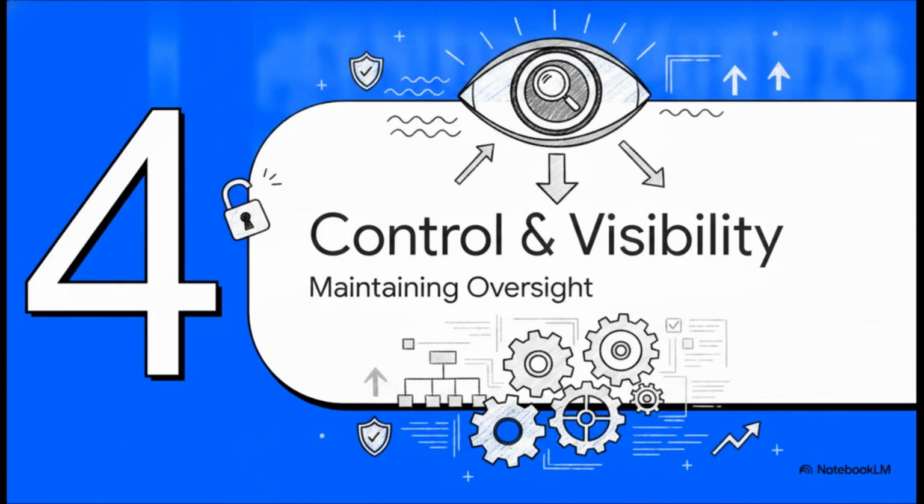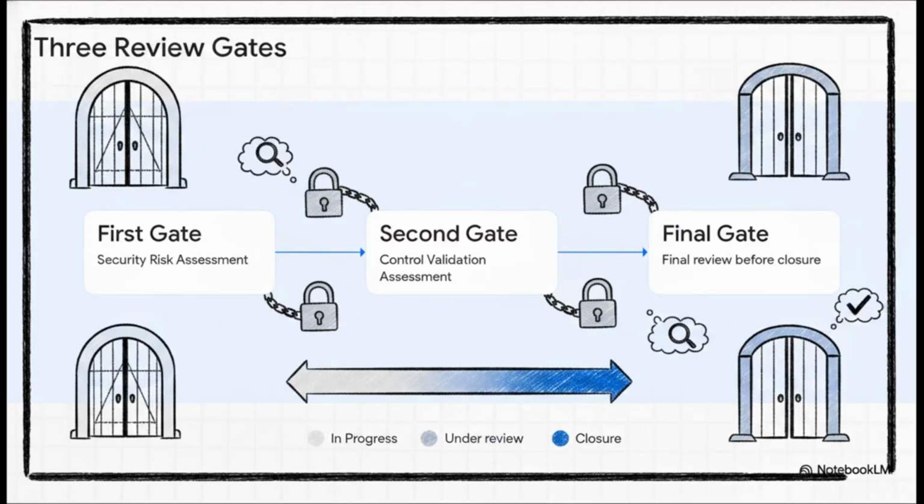Section 4, control and visibility, because we definitely need to maintain oversight. So how do we keep control? The answer lies in strict governance workflows. Every audit has to pass through formal review gates before it can be finalized. We're talking 3 primary gates: the security risk assessment, the control validation assessment, and the final review.